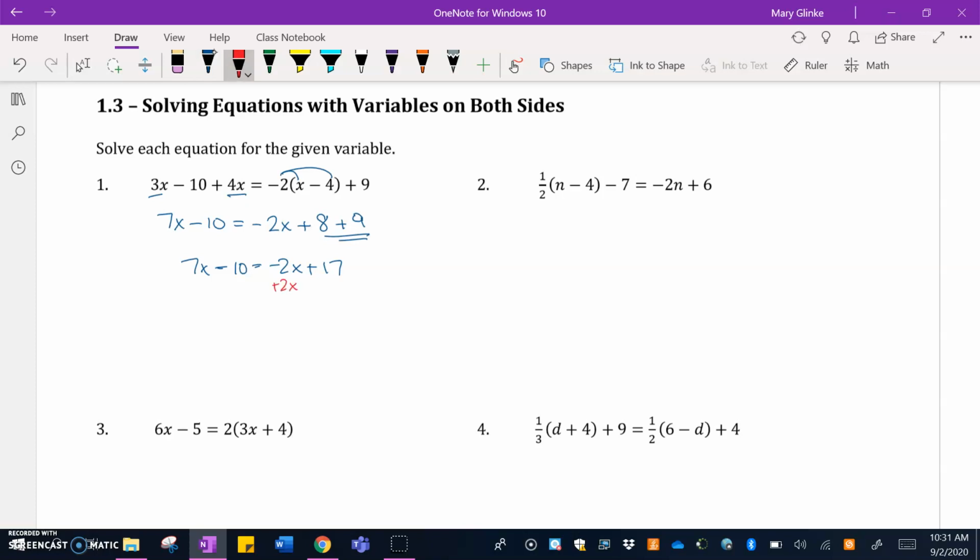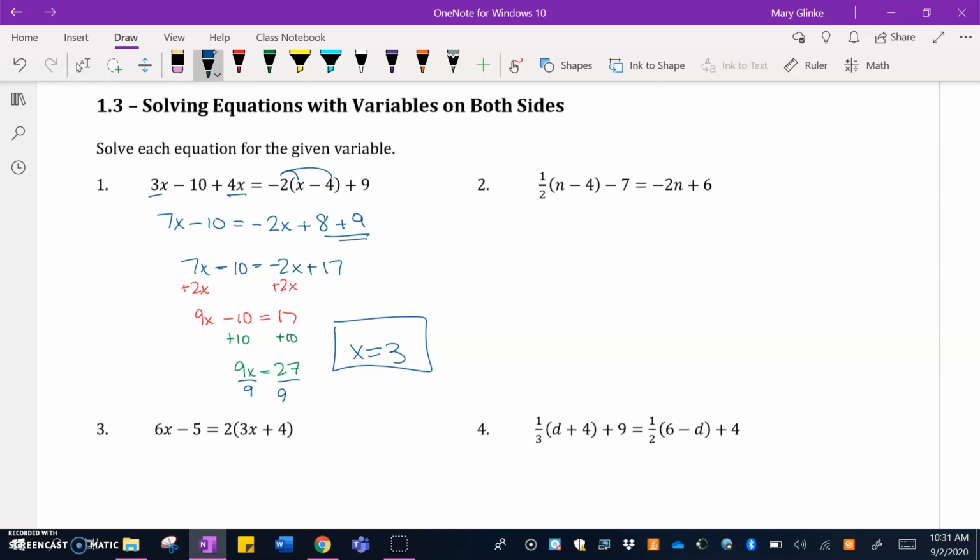So we're going to go ahead and add 2x to both sides. So we're going to move the variables over. And now we're going to move the constants over to the other side. So we get 9x equals 27. We divide by 9 to get our answer then of 3.